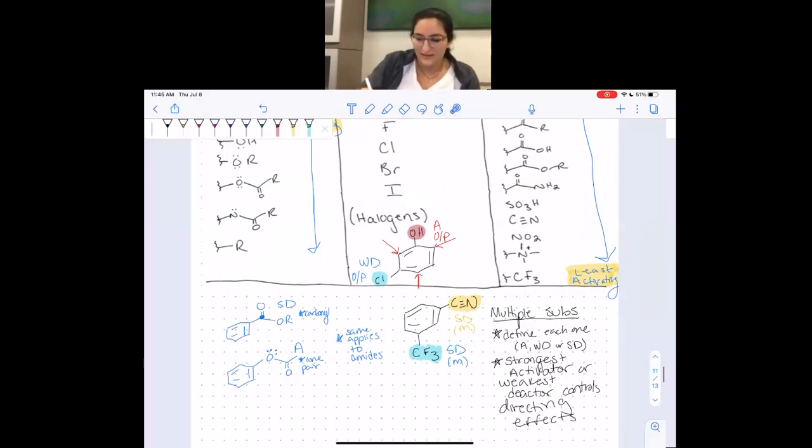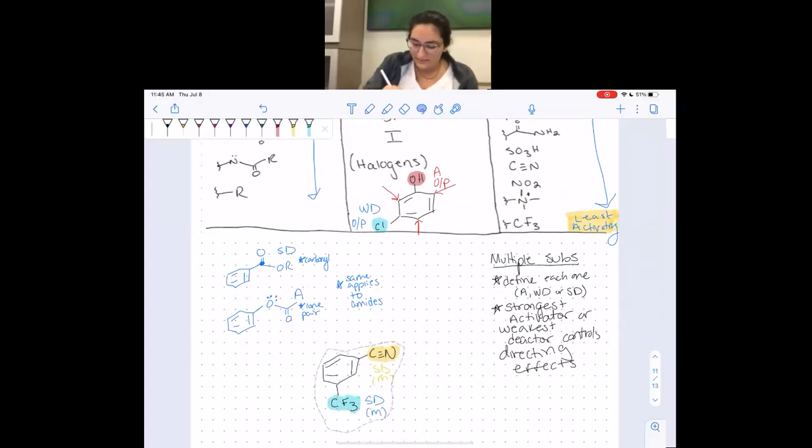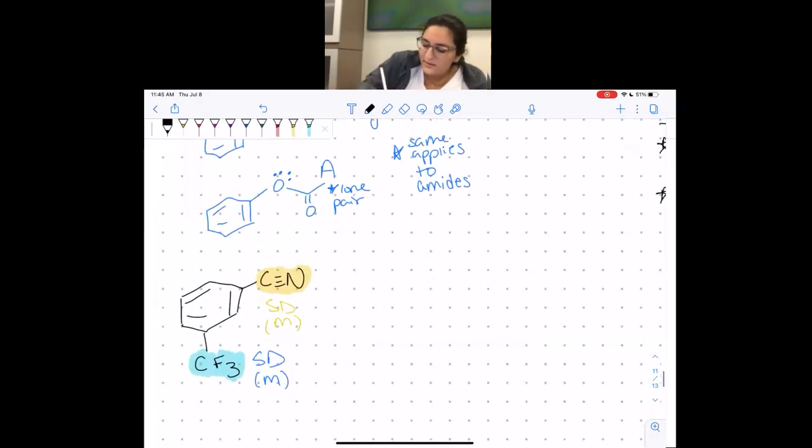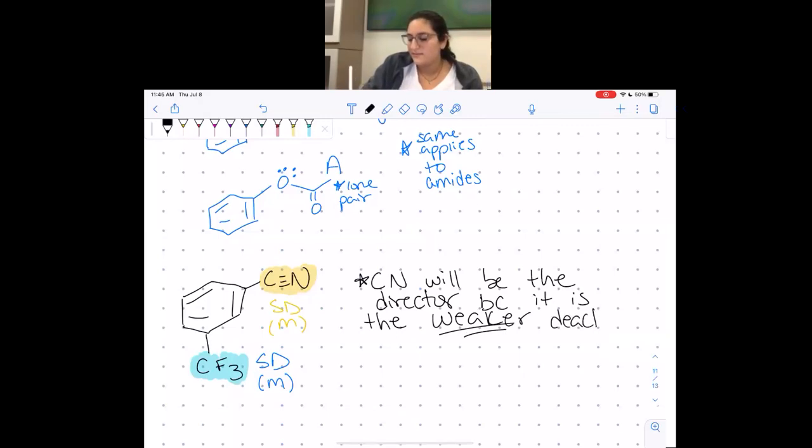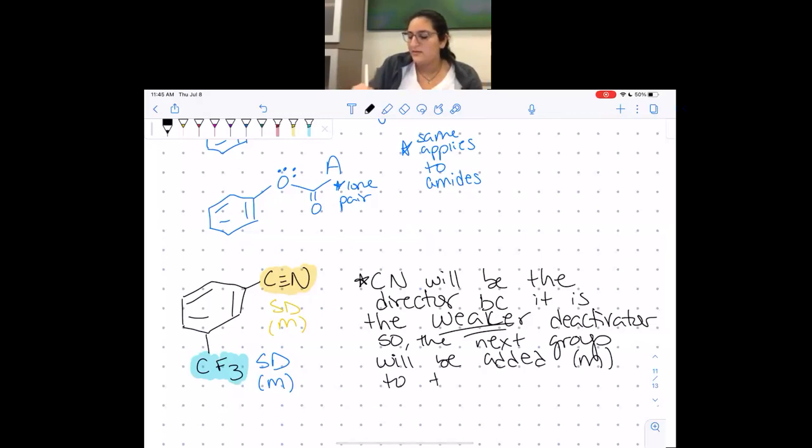And I'm actually going to write that down because it's a lot of words. So I will move this example over a little bit. And I'm going to say CN will be the director because it is the weaker deactivator. So the next group will be added meta to the CN. And I will also draw in the arrows. We have meta right here. And meta is already taken. So we only have one place we can add.